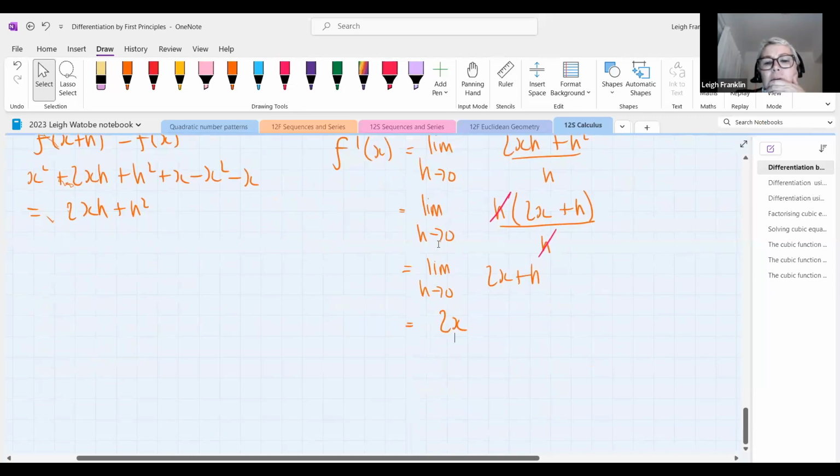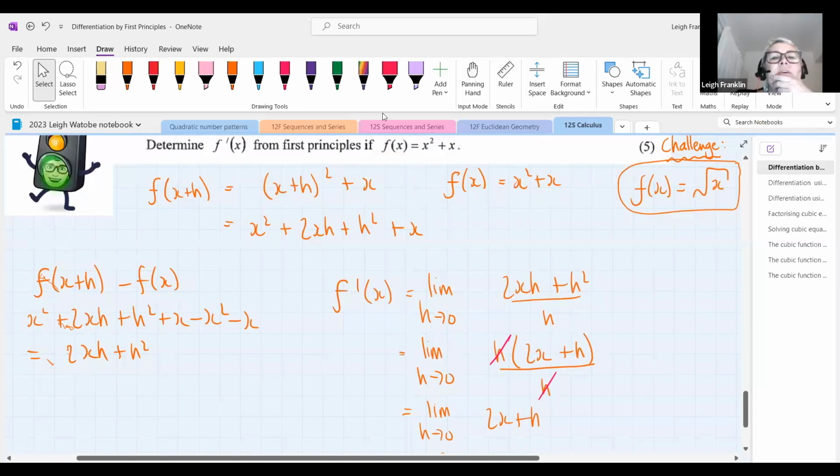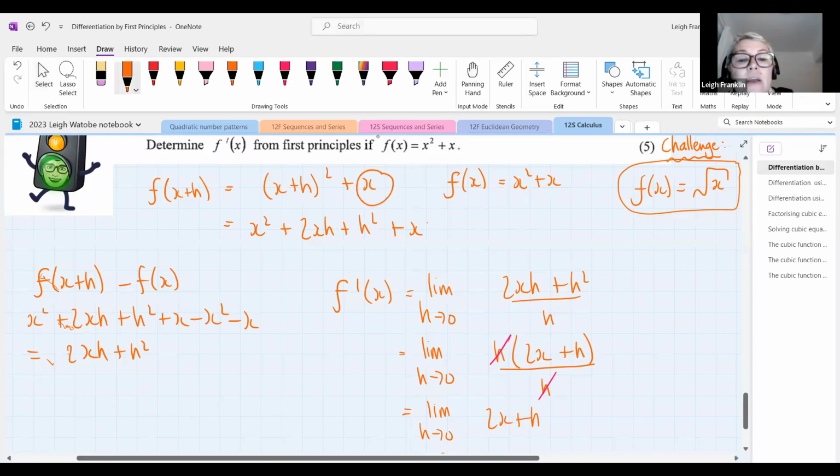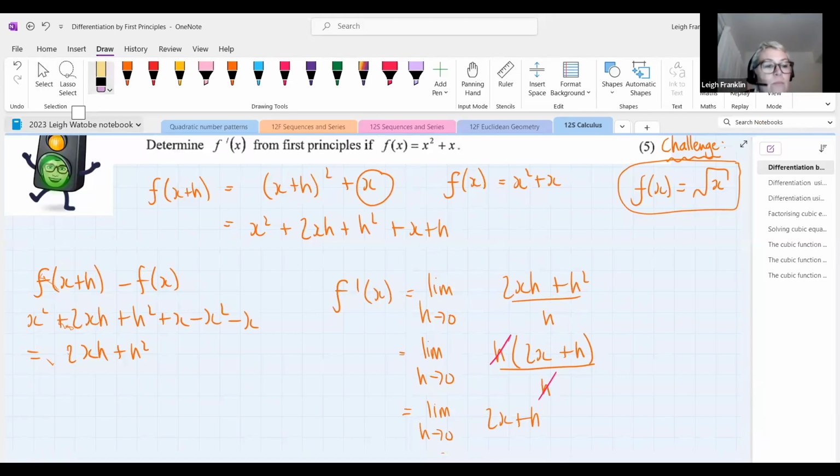Hello, ma'am. Aren't we supposed to end up with 2x plus 1 as our answer? Yes, ma'am, that's what I wanted to say. Okay, just hang on. Let's find our mistake here. So we've got x squared plus 2xh plus h squared. I realized where the mistake was. Here we needed to have x plus h, didn't we? Yeah. Okay. Sorry, Matrix. All right, let's fix that up.